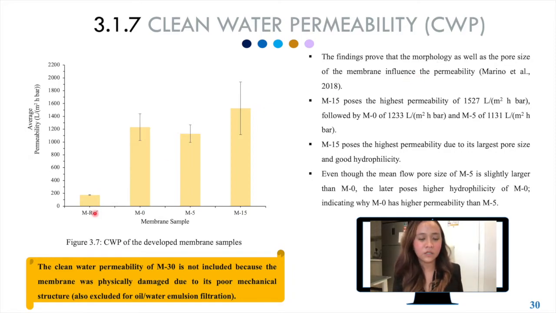The MREF has the lowest value of CWP due to its smallest mean flow pore size. The small mean pore size restricts the transport of water droplets across the membrane film. M15 poses the highest permeability of 1527, followed by M0 of 1233 and M5 of 1131. M15 poses the highest permeability due to its largest pore size and good hydrophilicity. Even though the mean flow pore size of M5 is slightly larger than M0, the latter poses higher hydrophilicity, indicating why M0 has higher permeability than M5.